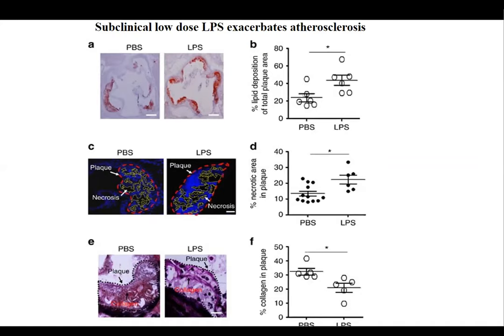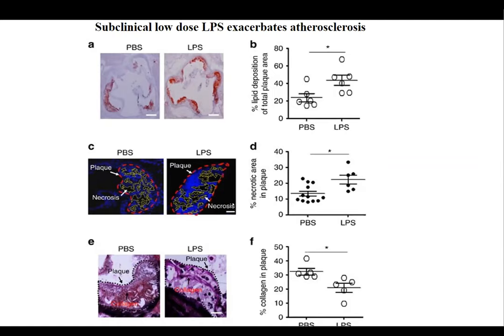massive increase in the lipid deposition areas. Not only so, if we look at the necrotic areas, we saw a drastic increase, implicating that this plaque is highly unstable. We further stained for collagen, and there's a drastic reduction of collagen deposition within the plaque. Again, this suggests that super low dose endotoxin drives an unstable plaque state.